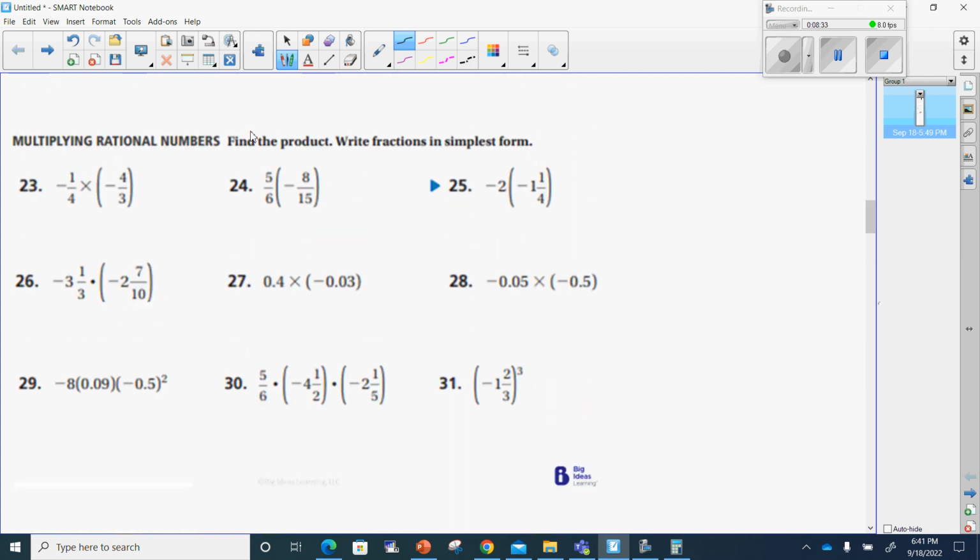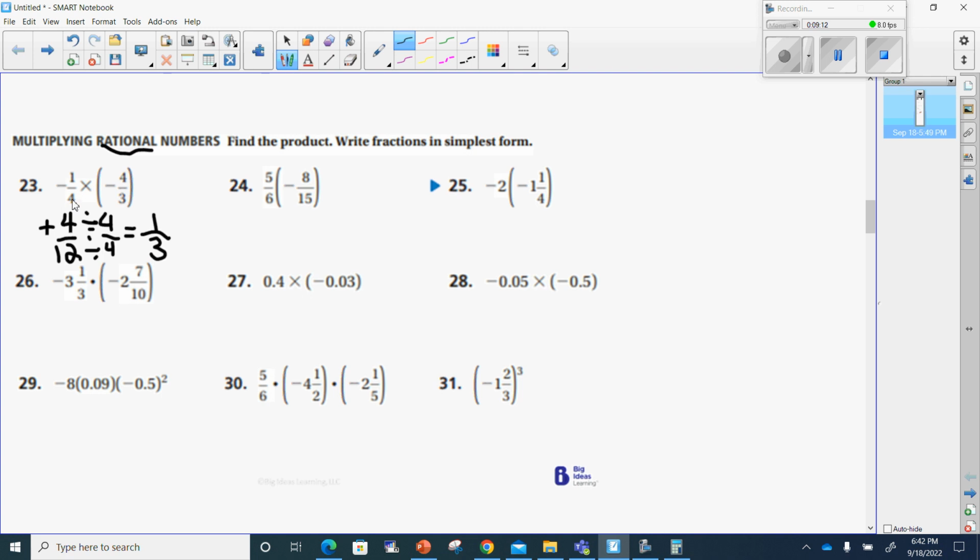Number 23, find the product, write fractions in simplest forms. Okay, this time we're dealing with rational numbers, but we're still multiplying. The product means we multiply across. So I have a negative times a negative, that's going to give us a positive. I have 1 times 4, that's 4. We have 4 times 3, that's 12. Both of these are divisible by 4. I'm really only dividing by 1 because 4 divided by 4 is 1. This is going to be equal to 1 over, well, 12 divided by 4 is 3.